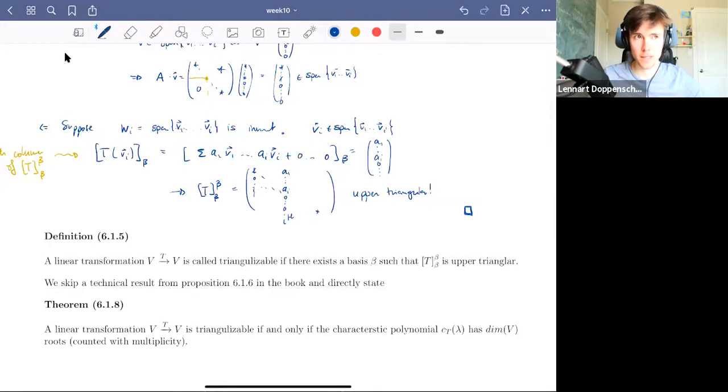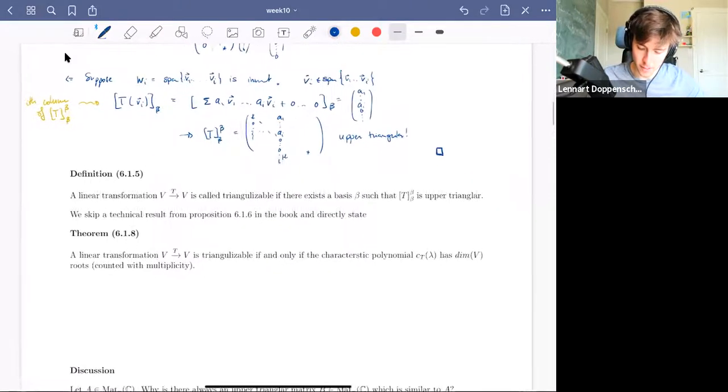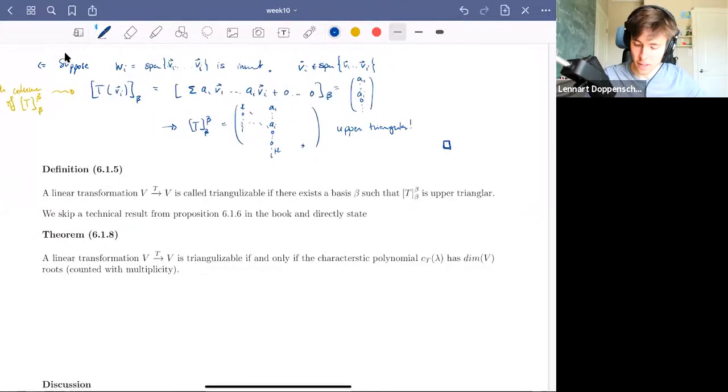For diagonalizability, we use eigenvalues. In this case, it's actually simpler. So a linear transformation is triangulizable if and only if the characteristic polynomial has as many roots as the dimension of the vector space. So it has dimension of V roots. And I'll not prove this. I'll just refer to the proof in the book.